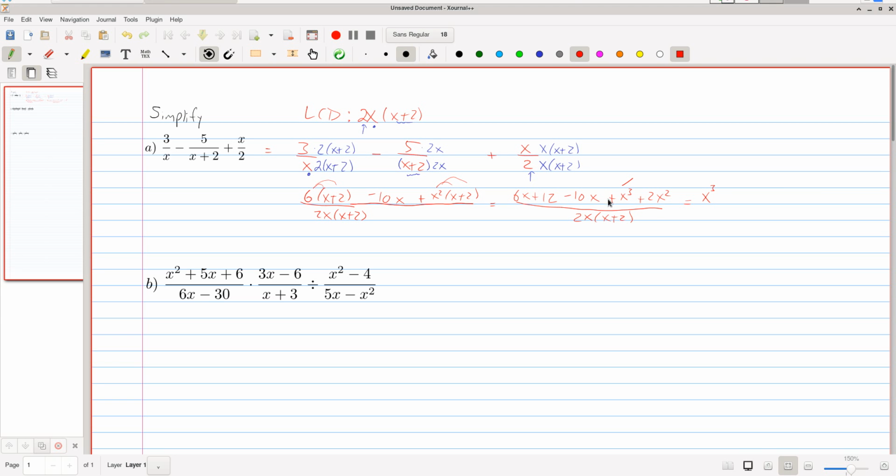Then we go to the squares. The only squared term I see is 2x squared. Then we go to the x's. So we've got minus 10x plus 6x. So if we combine those together, that's minus 4x. And the only term left is plus 12. And this is being divided by 2x, x plus 2.